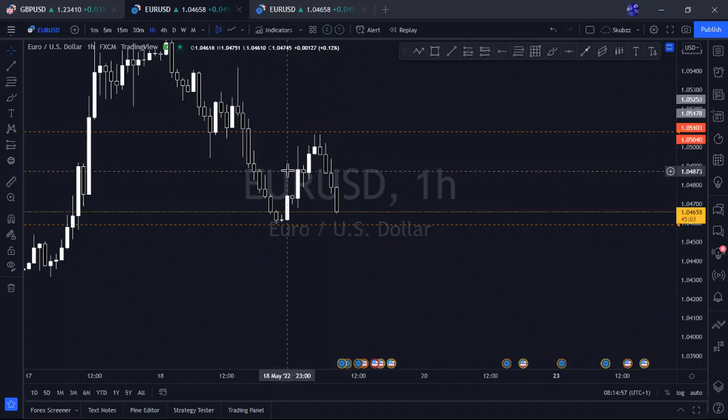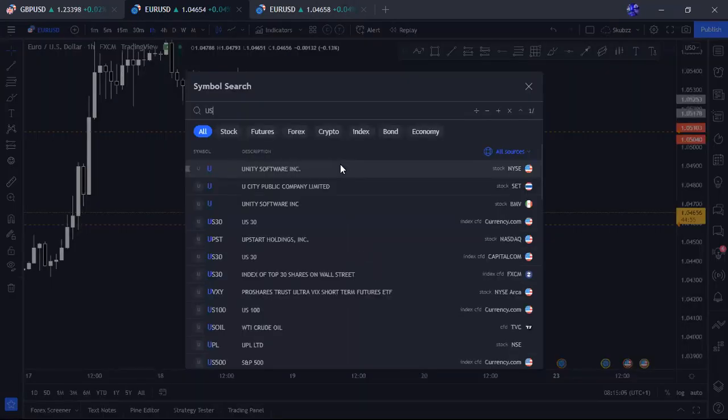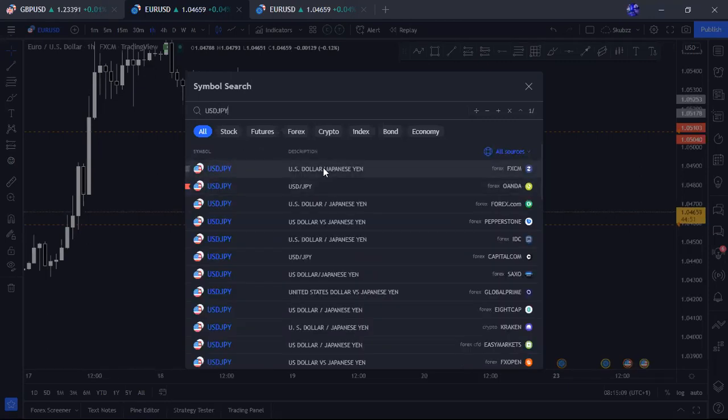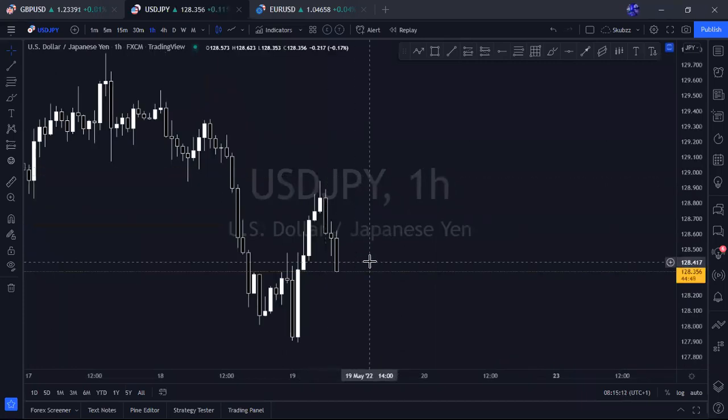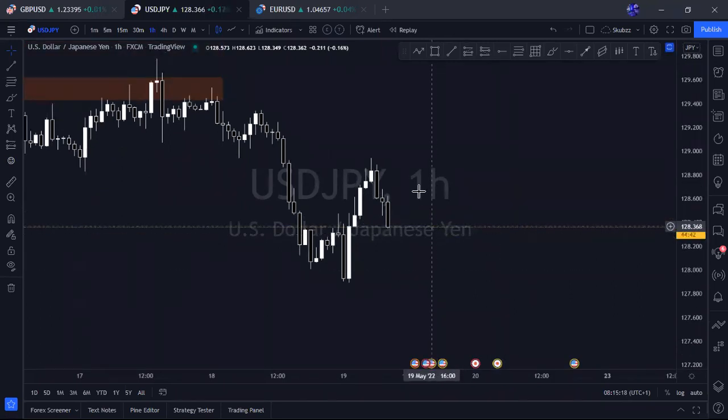Okay, so I've looked at all my pairs, and you guys can start dropping pairs. Someone dropped UJ earlier. Let's take a look at USDJPY. Oh, USDJPY is a bit tricky. We have a shift on USDJPY.